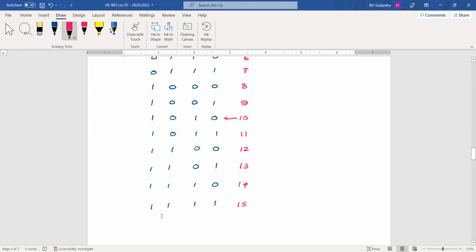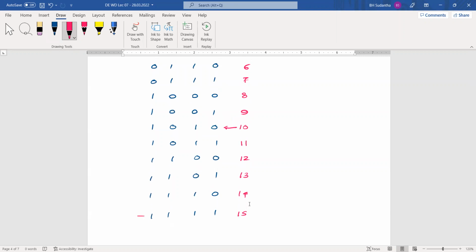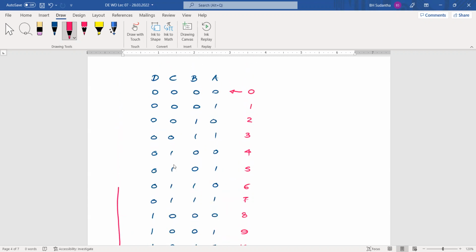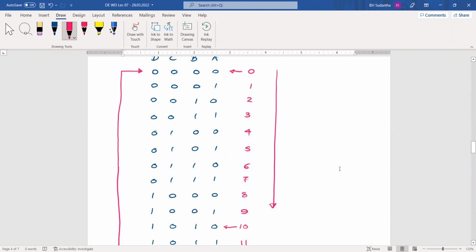The same thing will happen at the last also. After coming to this one, it will go back to the first one. It's coming down like this. Okay. And going back after coming to this 1, 1, 1, 1.